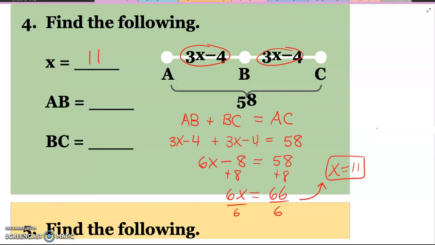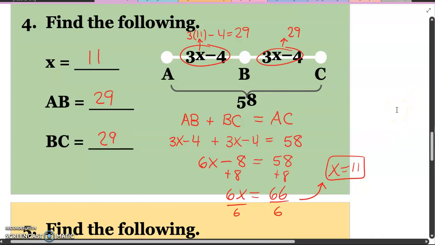Now, because of the way this problem is worded, we now need to figure out the length of AB and the length of BC. So we're going to substitute the 11 that we now know is x into the expression. So we're going to have 3 times 11 minus 4. That's 33 minus 4, which is equal to 29. So the length of AB is 29. And because BC is the exact same length, since it's also denoted as 3x minus 4, we're also going to call that 29. So there we have it. x equals 11, AB is 29, BC is 29.